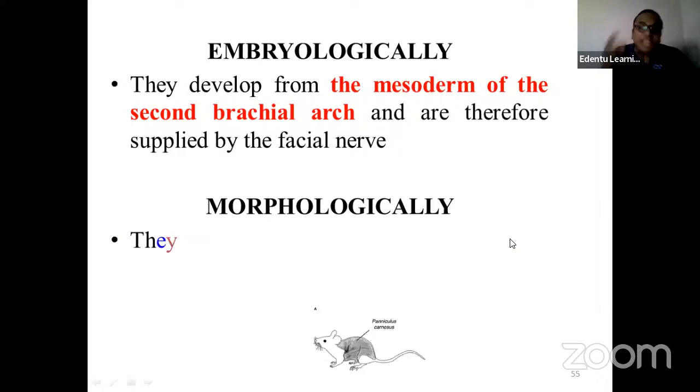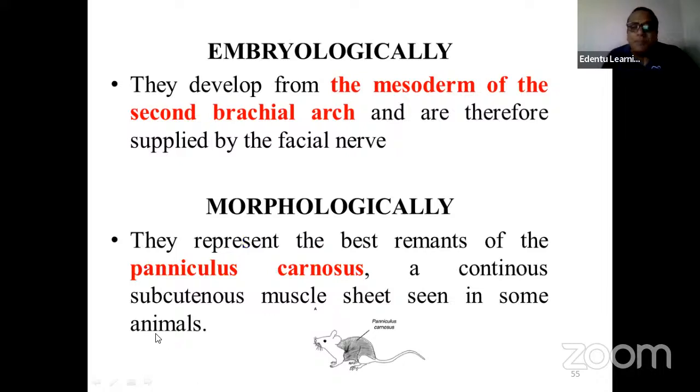Morphology means shape. So based on shape, they are the best remnants of platysma, panniculus carnosus. It is a subcutaneous muscle sheet which is seen in pigs and rodents, but more in pigs. It resembles that; morphologically it looks like that. So embryologically, facial muscles come from the mesoderm of the second branchial arch. Morphologically, they are remnants of panniculus carnosus, which is a muscle.